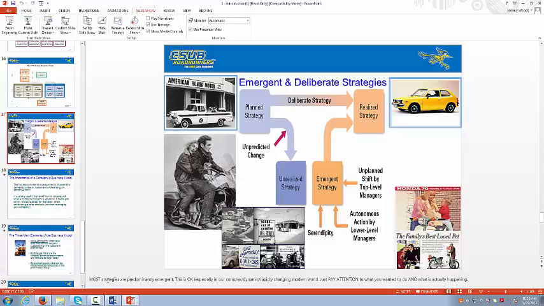You look at your implementation, and you realize, hey, we can't actually implement what we were going to do. So then you have to change, come to an emergent strategy, which has shifts to deal with the unpredicted changes, actions by lower level managers that all bubble up into what eventually is the realized strategy. So just because we say strategy does not mean that you're going to decide today what you're going to do and, come hell or high water, that's what you're going to do. A lot of times the strategy changes as you go through the process.